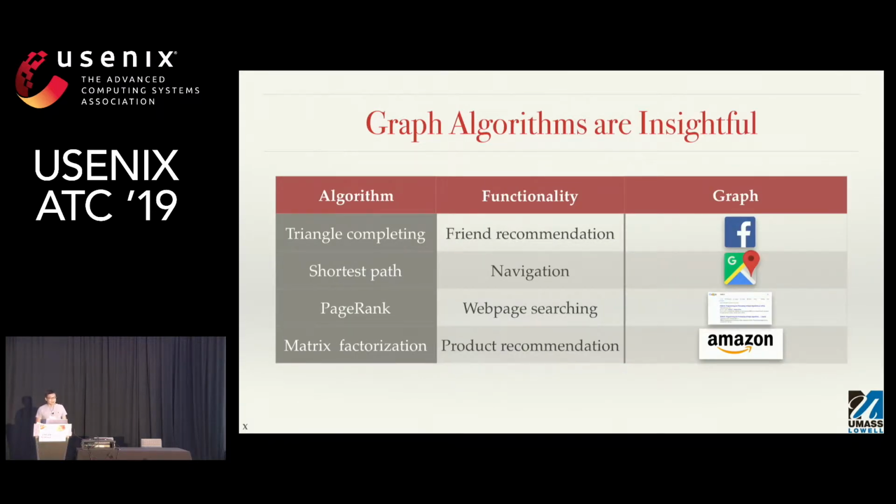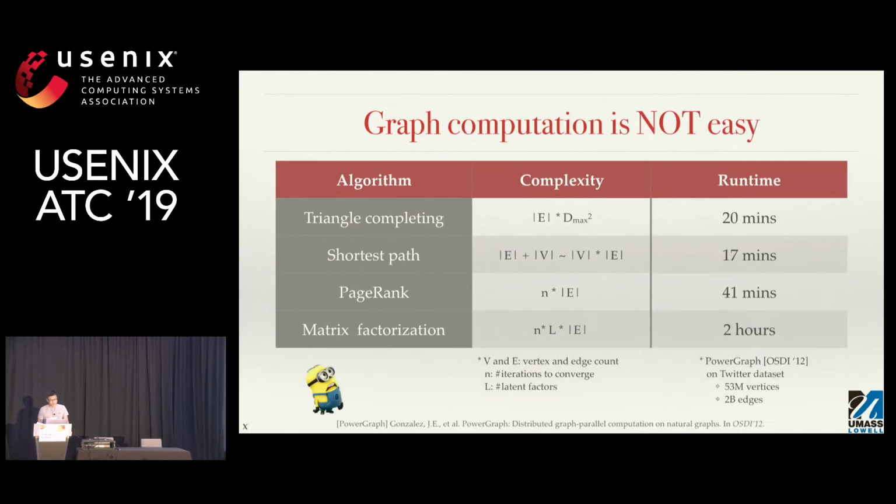On the other hand, graph algorithms work on those graphs and extract very valuable insights for our daily life. For example, I'm still using the same graphs over there on the right side, and I'm listing the algorithms computing on those graphs and extracting valuable insights: for social networks, friend recommendation; for navigation, shortest path; or PageRank. Not to mention, Larry Page invented this and they used this as a prototype to build the giant that is Google, right? Matrix factorization similarly for Amazon. Graph is everywhere, graph computing is very insightful, but unfortunately, graph computing is also not easy.